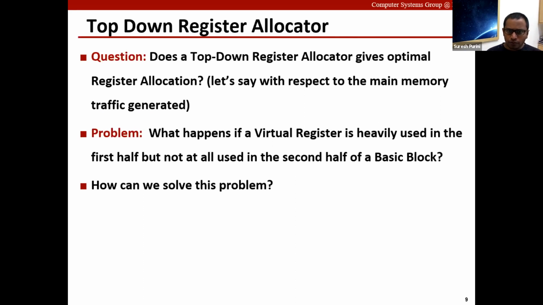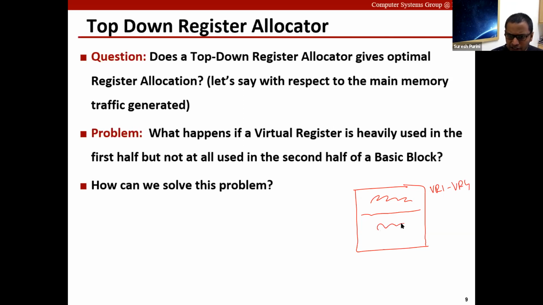So the problem in top-down register allocation is, let's say you have a basic block. In this basic block, there are some virtual registers which are actively used in the first half. In the first half of the basic block, let's say virtual registers VR1 and VR4 are heavily used. And in the second half of the basic block, let's say virtual registers VR4 to VR8 are heavily used.